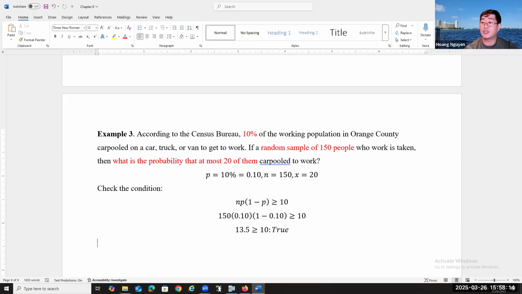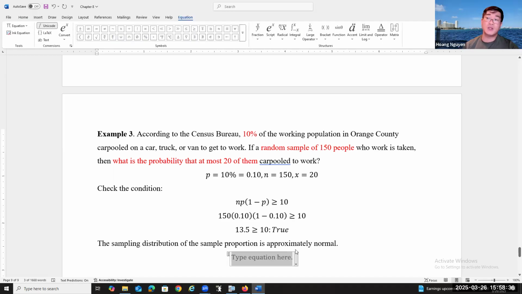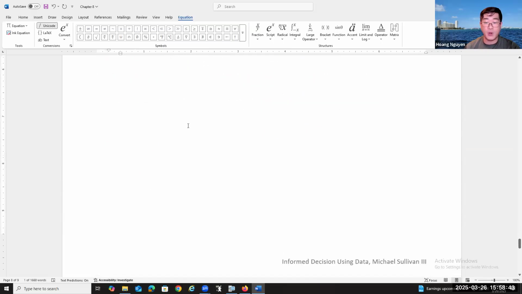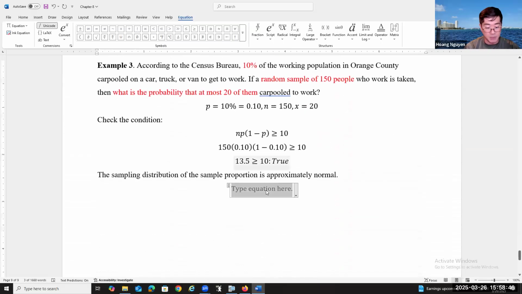Because this condition is true, we can say that the sampling distribution of the sample proportion is approximately normal. So when we know that this is a normal distribution, you have to know the mean. Based on the summary, we know the mean of the sample proportion equals the population proportion.